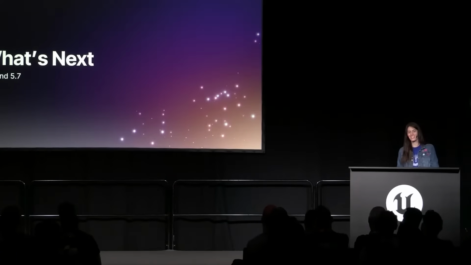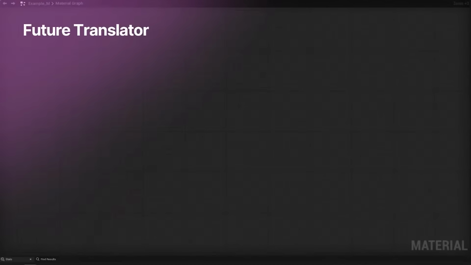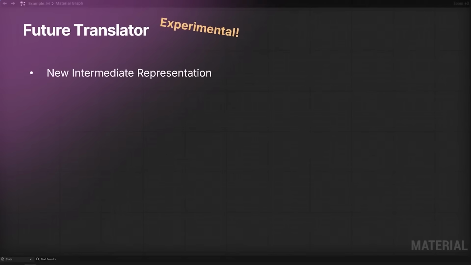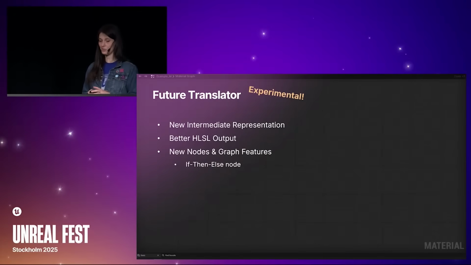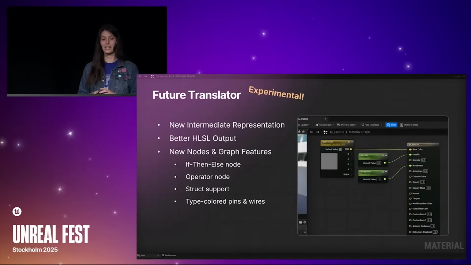So let's talk about what's next for materials in Unreal. I'm excited to share that we are working on a new translator with an experimental release targeted for sometime next year. It'll be adding a new intermediate representation, or IR, which will result in better HLSL output and include some powerful new nodes and graph features, such as a new if-then-else node, an operator node, struct support, and type-colored pins and wires, shown here.